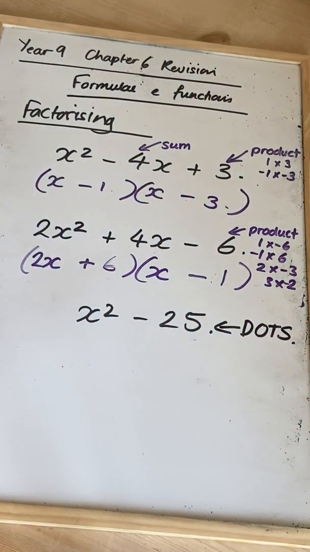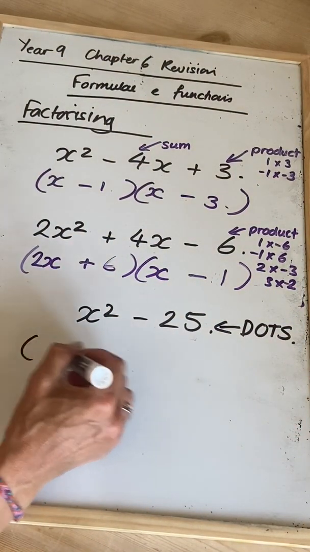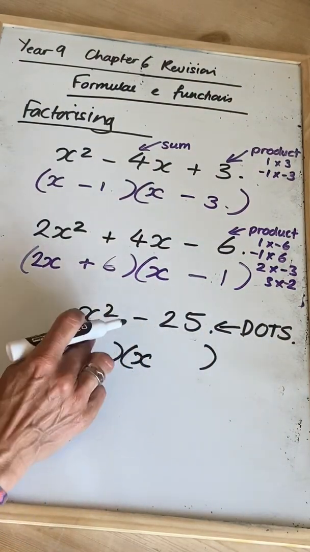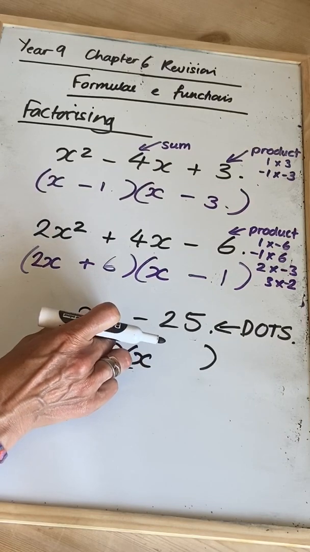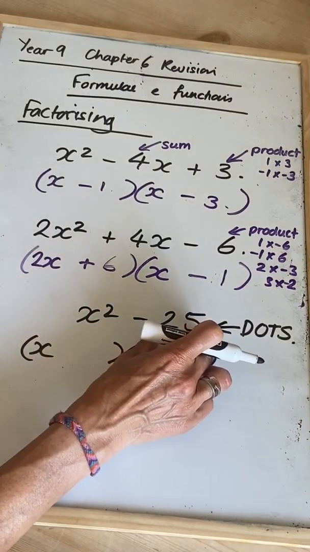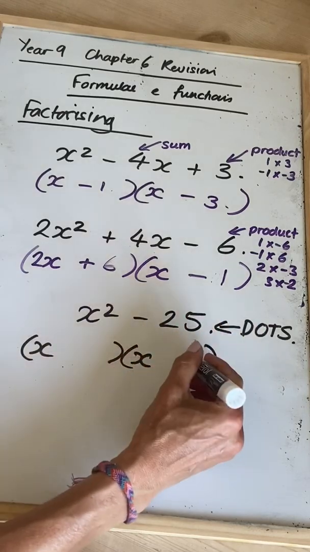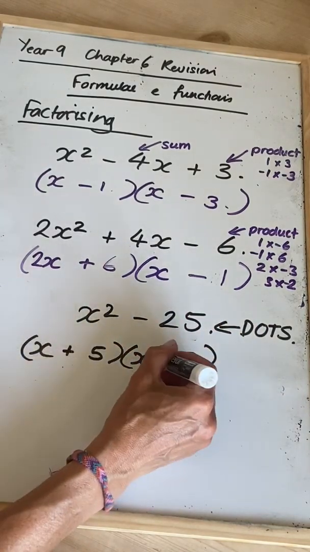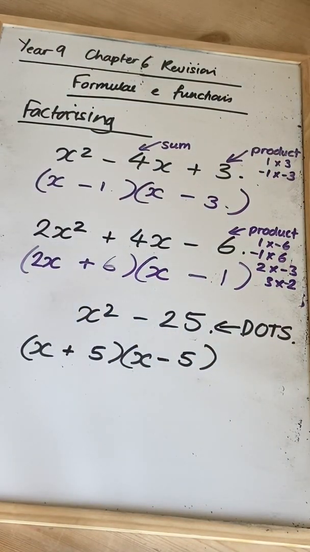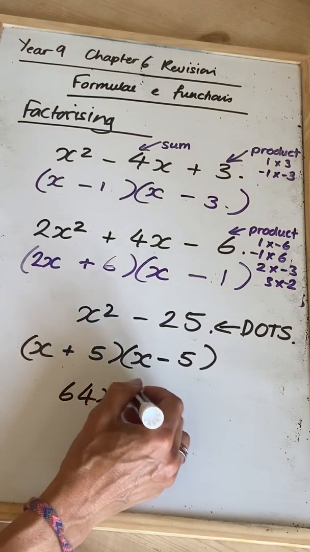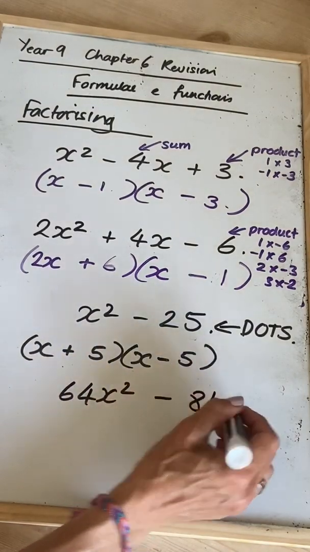And if it's a difference of 2 squares, we know that we've got 2 brackets, both with the square root of this term here, which is just an x, and both with the square root of that term in them here, which is 5. One of them's positive, one of them is negative. We do a harder one. Let's do 64x squared minus 81.